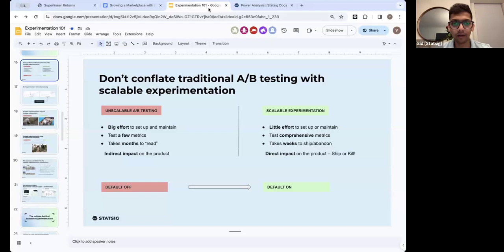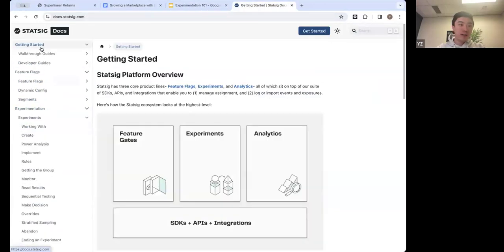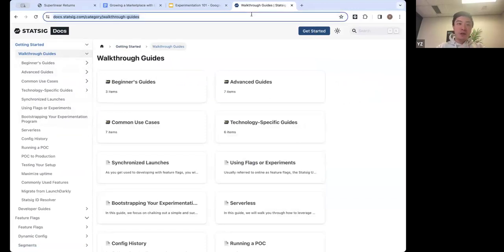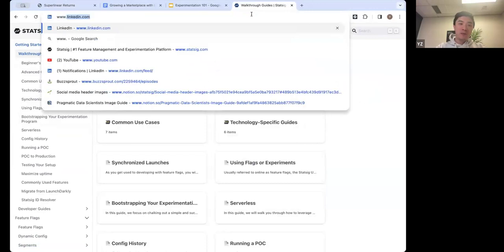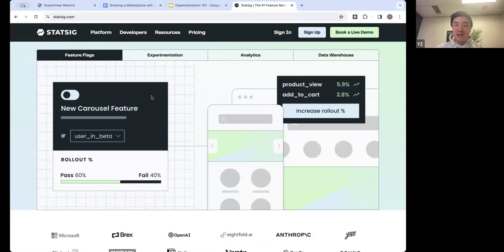My next question is from Kaiji Chen, and the question is, how much developer effort is needed to implement feature toggles in a startup? Not much. So here we have getting started. The documentation is pretty thorough. Once you set up, it only takes 2 lines of code. Before you set up, it takes maybe an engineer 2-3 days to set up.